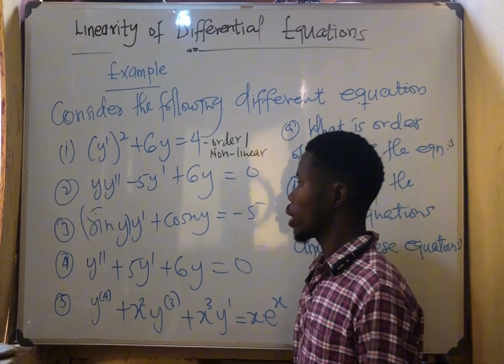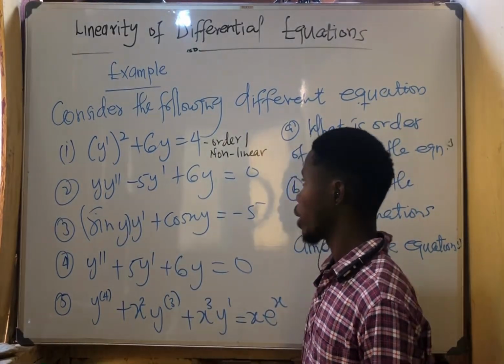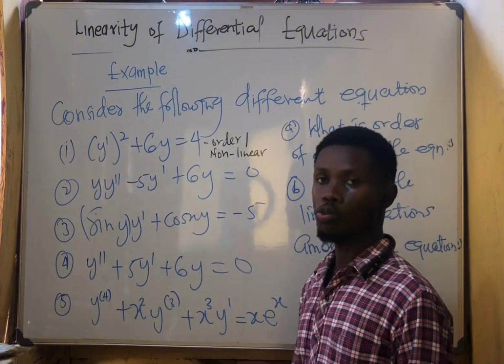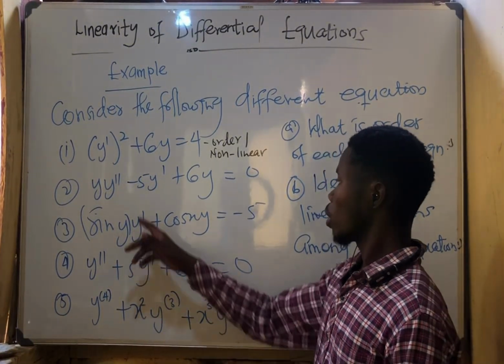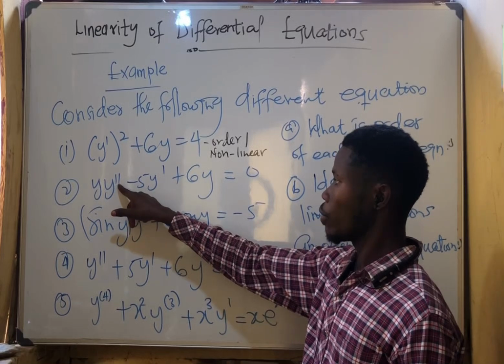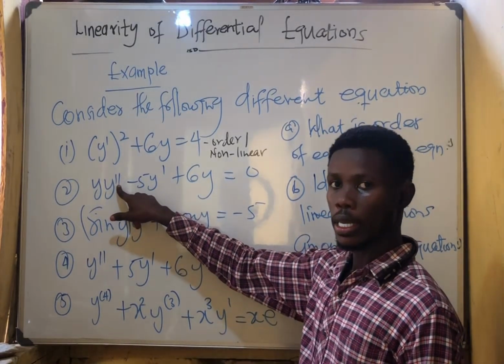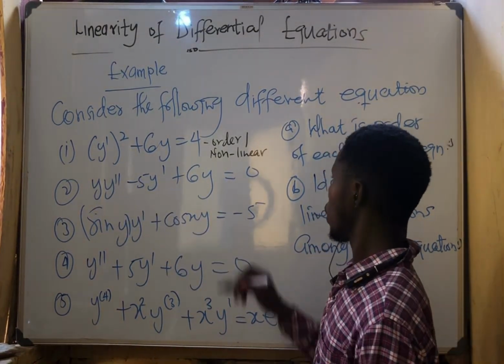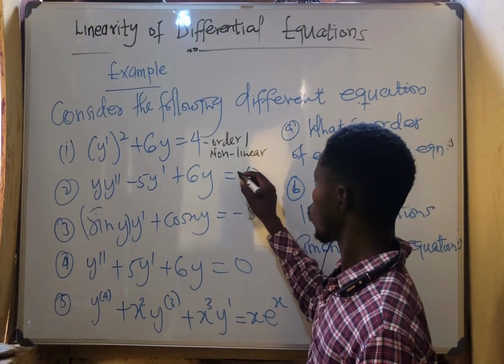Okay. Now let's move to the down one. Order what? Order 2. Why is it order 2? Because the highest derivative here is the second derivative, that's 2. So this one is order 2.